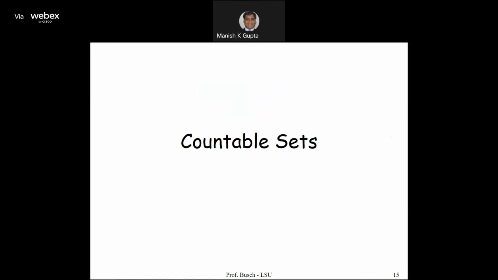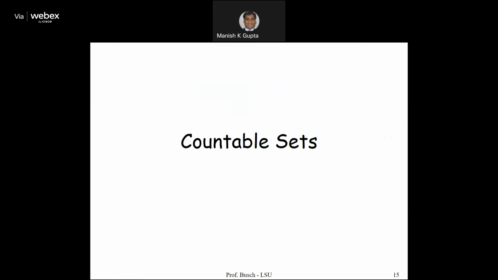Now we come to high school mathematics. Countable set. Now I'm going to show you that if a set S is countable and infinite, its power set is uncountable. What do you mean by countable and uncountable?